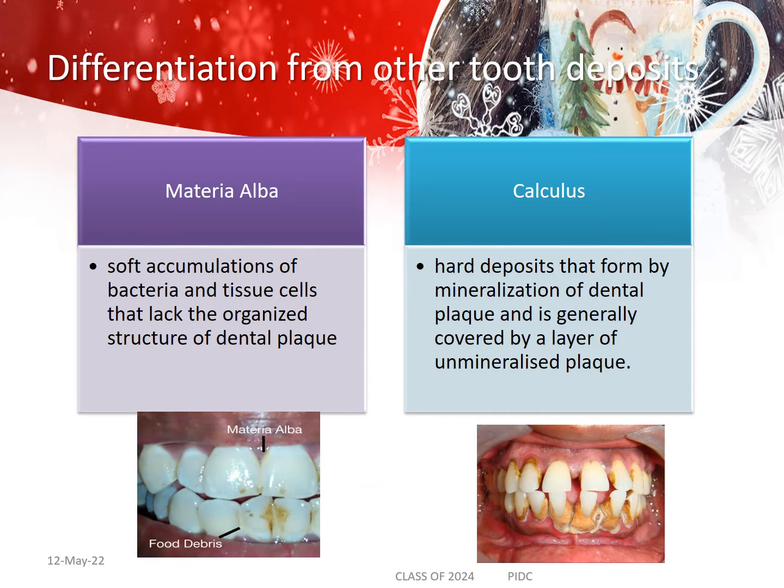To differentiate plaque from the other tooth deposits, materia alba is soft accumulations of bacteria and tissue cells that lack the organized structure of dental plaque, whereas calculus is a hard deposit that forms by mineralization of the dental plaque and is covered by a layer of unmineralized plaque.